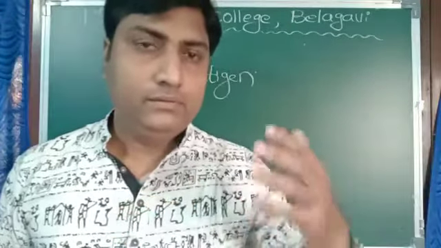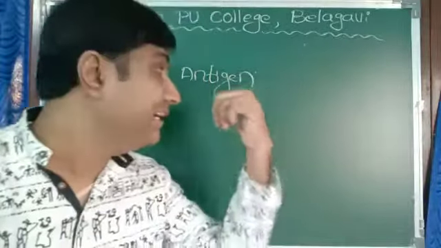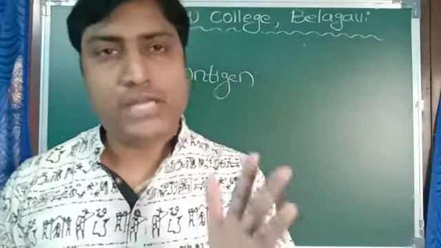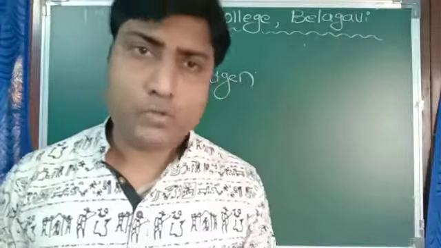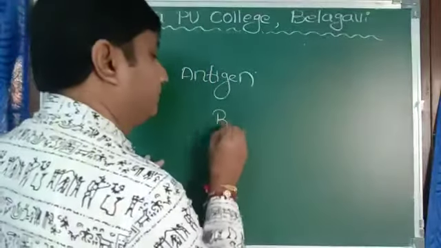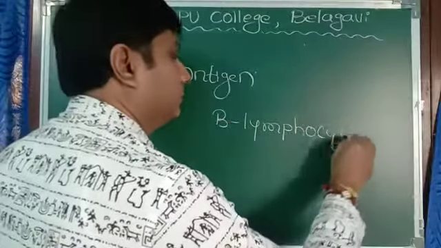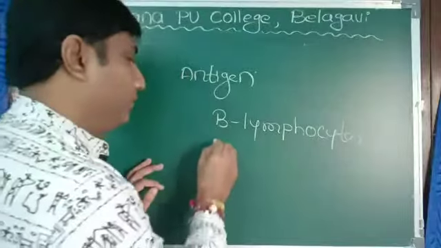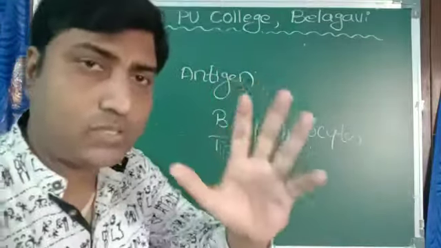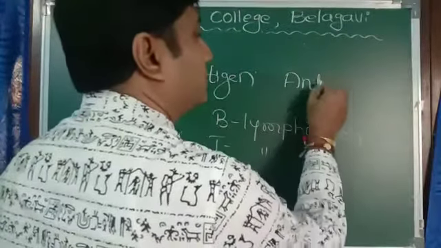Then our body produces an army of proteins to interact with this, to destroy this. That is mainly by lymphocytes. There are 2 types of lymphocytes in our body: B lymphocytes and T lymphocytes. B stands for bone marrow. T lymphocyte, T stands for thymus. They produce an army of proteins, and what do you call them? We call them antibodies.